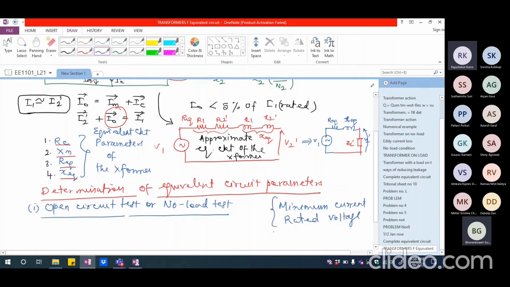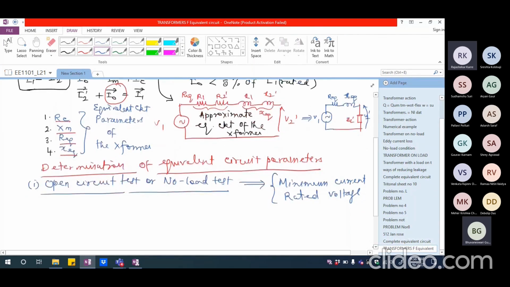But you will be testing the transformer for the rated voltage condition. If it is rated voltage and rated frequency, it is rated flux, right? So if it is rated flux, the core losses will be at the rated value. So you are looking at the open circuit test as something like minimum current and rated voltage. The other test which we will be doing eventually, which we call the short circuit test, will be maximum current or rated current and minimum voltage.